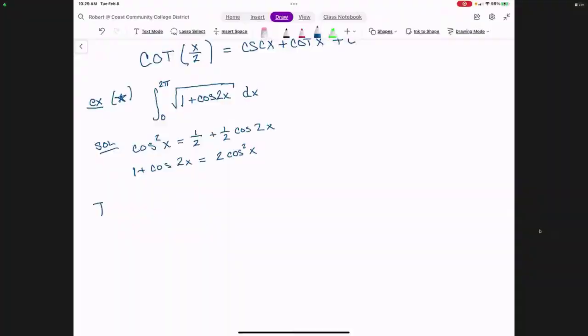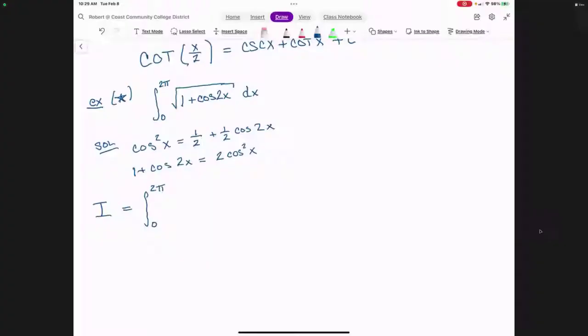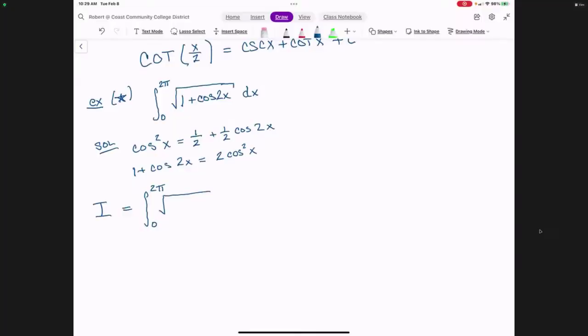So the integral is going to be from 0 to 2 pi, the square root of 2 cosine squared x dx.